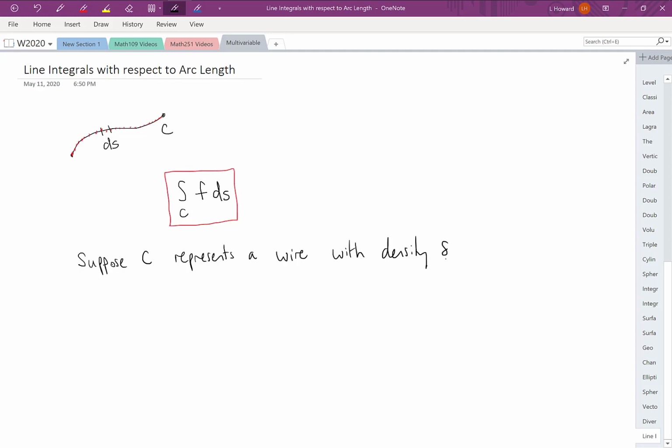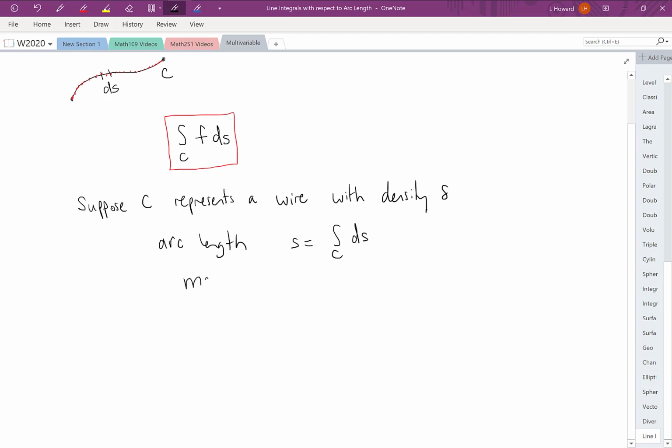Let's suppose this curve C represents a wire with density delta. Then we can talk about a few physical features of this wire, such as its length, its mass, the coordinates of its centroid, and its moments of inertia. So let's look at some of these formulas. If we wanted the arc length, in symbol we call that s, and to get that arc length we would integrate along our curve C, and what we'd integrate is just ds.